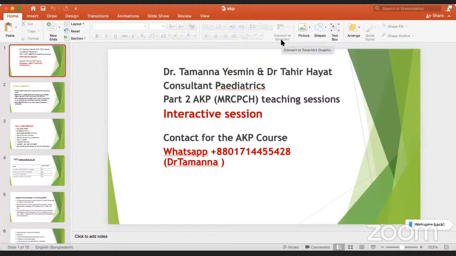But after passing all the parts of MRCPCH, you will work as a registrar. That is around 4 to 5 years, depending on your level. Some doctors jump directly from ST4 to ST5. So the duration of training depends on your skill and knowledge. You will go to the UK and they will judge you and see your skills, so it is not fixed for everyone. Most students need 4 years. You also have to make an e-portfolio, and after that, everything depends on your training and your situation.